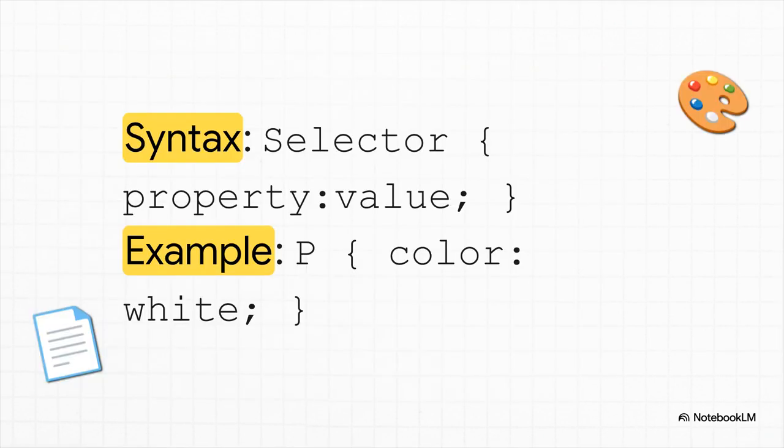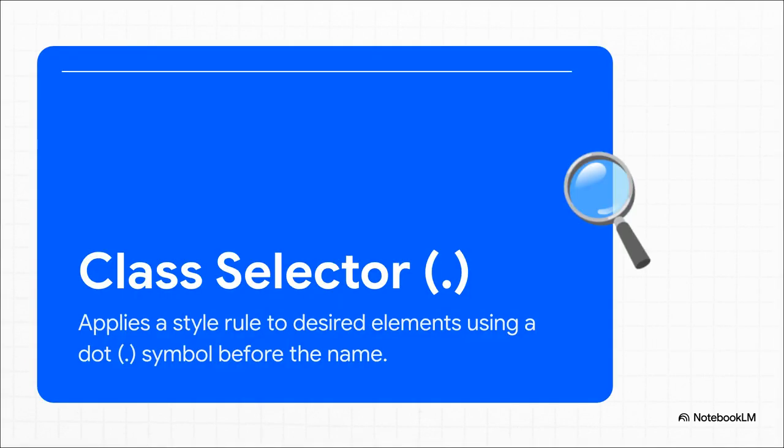So in this example, you can see we're using the HTML tag for a paragraph, which is just P. This rule is telling the browser, hey, go find every single paragraph on this page and make the text color white. But what if you don't want to style all the paragraphs? What if you just want to highlight a few special ones? Well, that's exactly what the class selector is for.